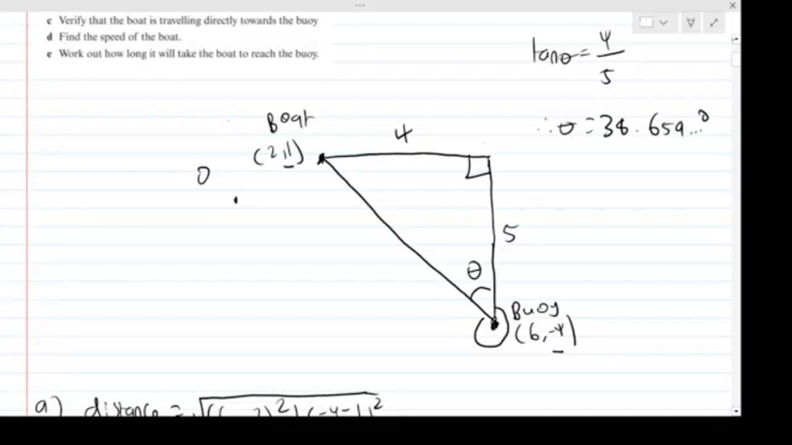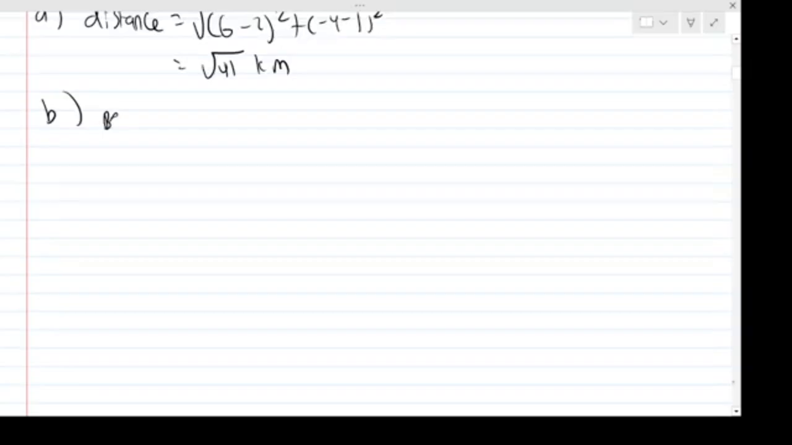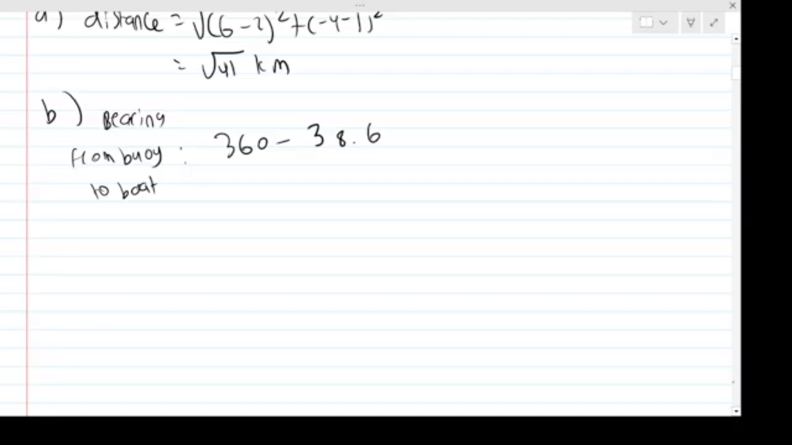That's my theta. So my bearing is going to be 360 take away theta, because then overall I get this bearing here, this angle from the north line. So the bearing from the buoy to the boat is going to be 360 take away 38.659 and so on, which gets me 321.34 degrees, to two decimal places. And so there we are.